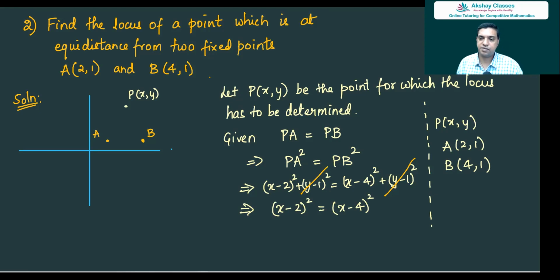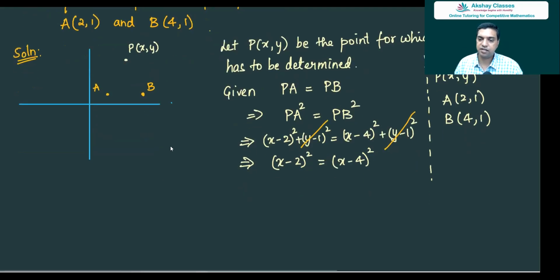So it takes a negative sign. So these two get cancelled. Now let us expand this. x square minus 4x plus 4. And this is x square minus 8x plus 16.